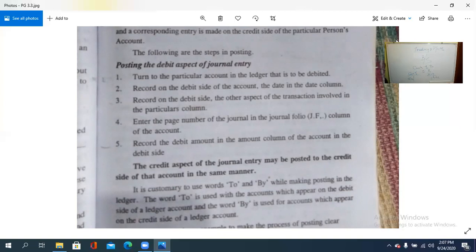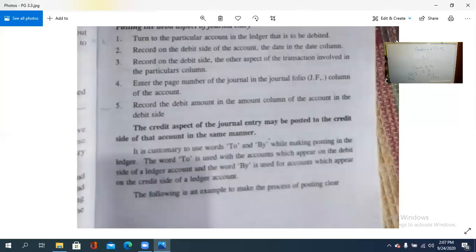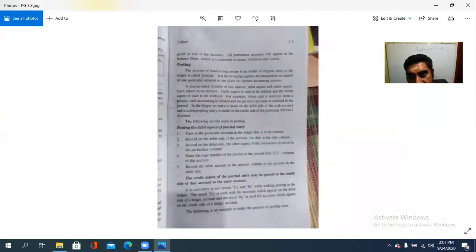And also, to and by need to be used. The word to is used with the accounts which appear on the debit side of the ledger account, and the word by is used for accounts which appear on the credit side of the ledger account. Then following is an example to make the process of posting clear.